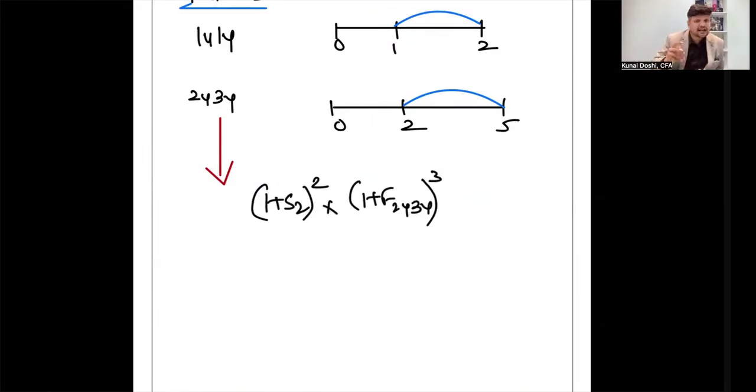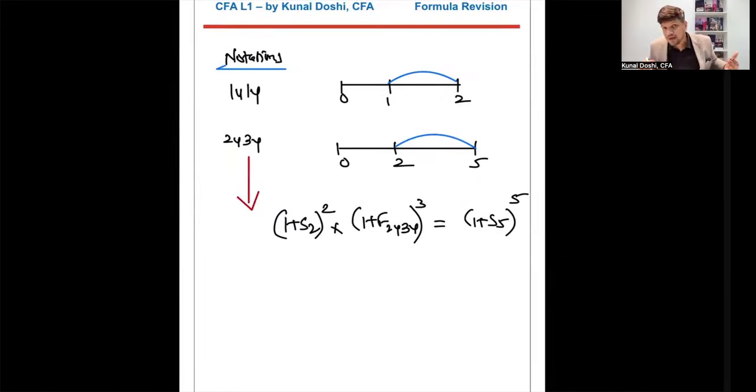Doesn't matter when it starts. It's a 3-year rate. Should be equal to what? 5-year rate to the power 5. Everyone with me? Correct. Remember, the power should match. 2-year rate, then 2 to 5 is 3-year rate, should be equal to 5-year rate. This way you can solve any particular forward. Is this clear to the class? Check and confirm.